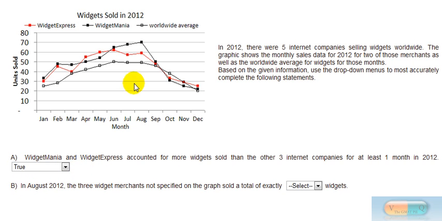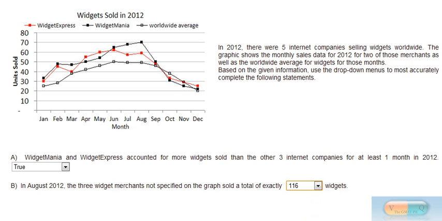In August 2012, that same month we were looking at, the 3 widget merchants not specified sold a total of exactly how many widgets? Okay, we already said that the average was 50 and the total was 250, and you basically subtract the 60, you subtract the 70, which is 130. So you know they sold 120. Now you look at your answer choices, 120. Well, the one closest is 116. Now the 129 is a little bit close, but we choose 116.